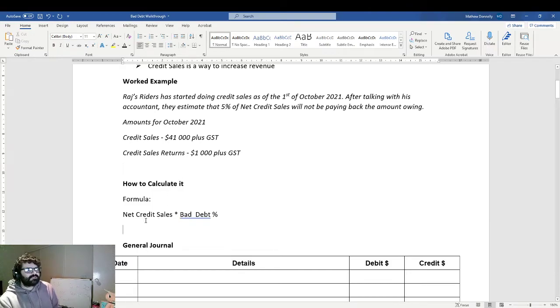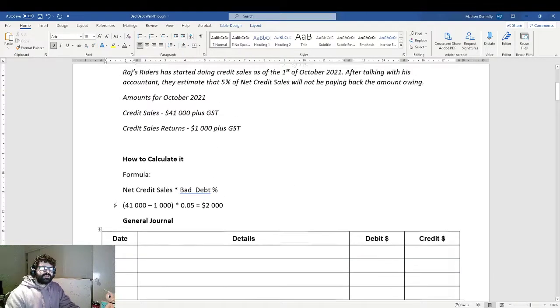So how do we calculate this? The formula doesn't change. It is net credit sales multiplied by bad debt percentage. So we go 41,000 minus 1,000, multiplied by 0.05, and that's 5%. I'm just going to bring up a calculator here. Hopefully it's a bit better than my calculator work a few days ago. So we go 40,000 multiplied by 0.05, and that'll give us 2,000. And that 2,000 is our bad debt expense.